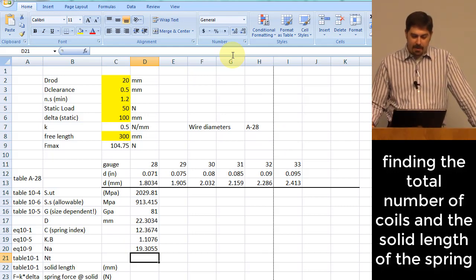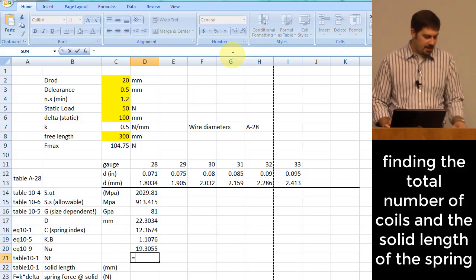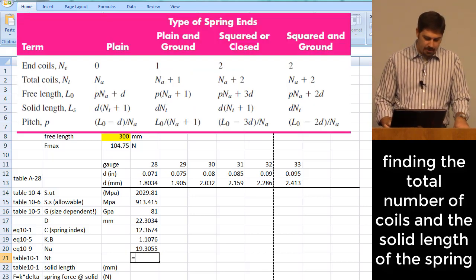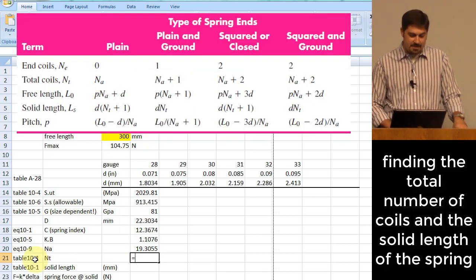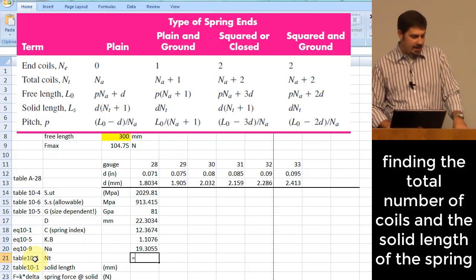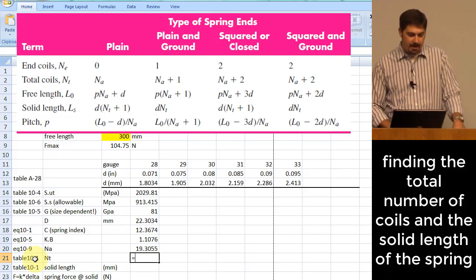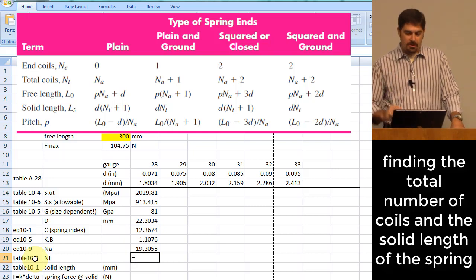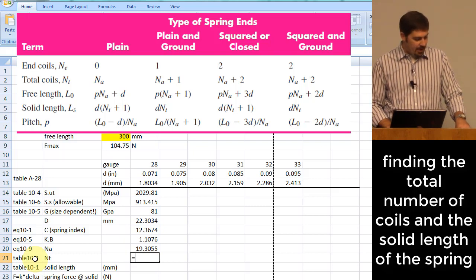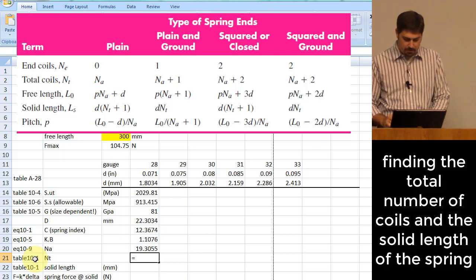What do I do to find my total number of coils? Table 10.1 in the book, which is nice. It tells you right there, look at table 10.1. But we have squared and ground ends. I don't think I made a big deal of that right at the very beginning, but I put that on my original picture, that these are squared and ground ends. For squared and ground ends, you get your total number of coils with the active coils plus 2.